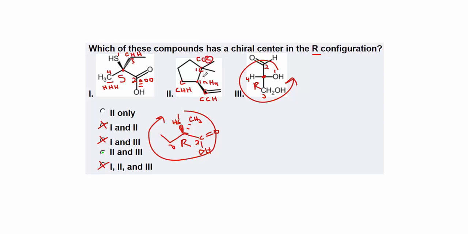So we can see the first point of difference here. This guy's going to be number 1. At the next point of difference, this guy's going to be number 2, and then number 3. And as we go around 1 to 2 to 3, it's a right-handed turn, or clockwise. The lowest priority group is in the back, and so that corresponds to R as normal. And again, 2 and 3 both correspond to the R configuration.